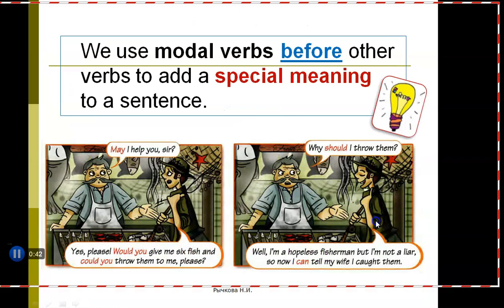We use modal verbs before other verbs to add special meaning to a sentence. May I help you, sir? Why should I throw them?